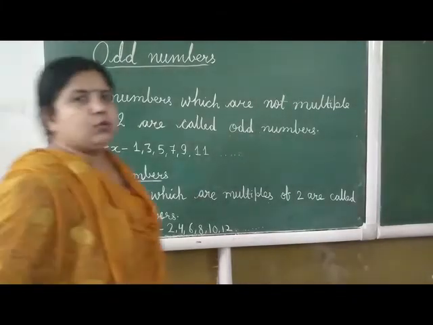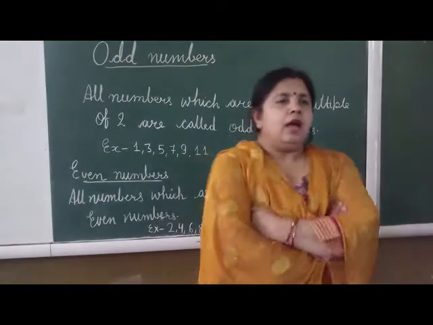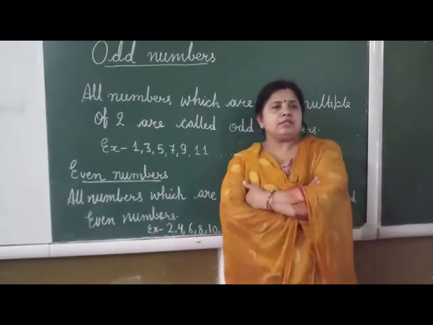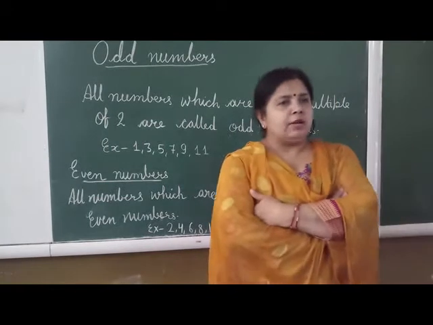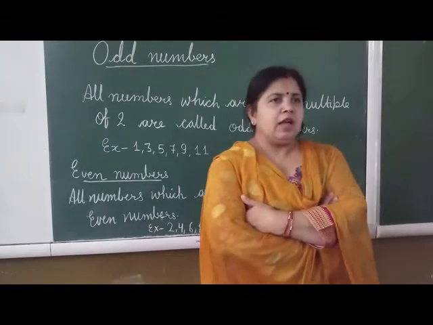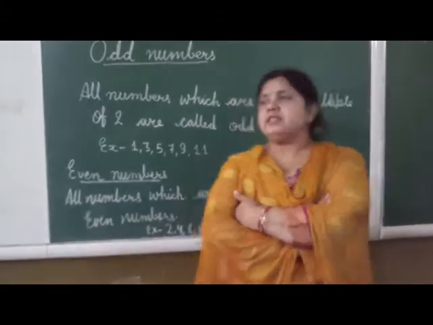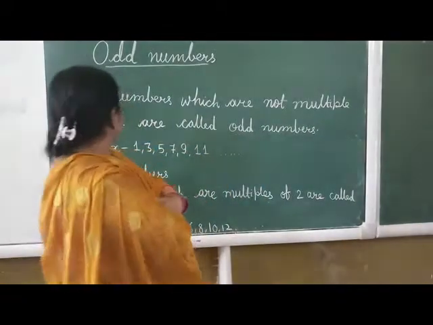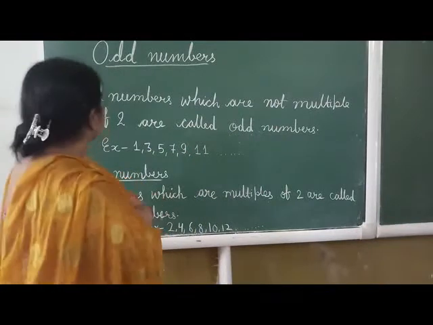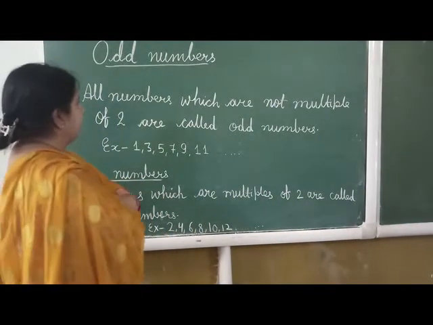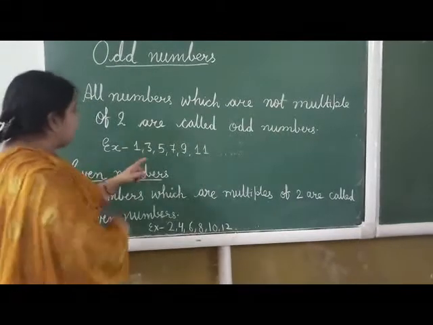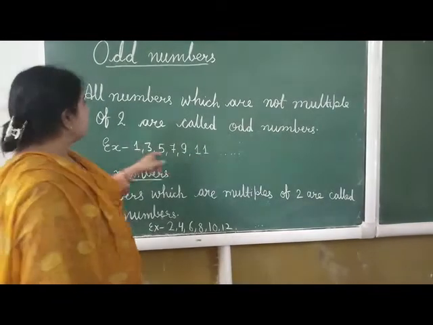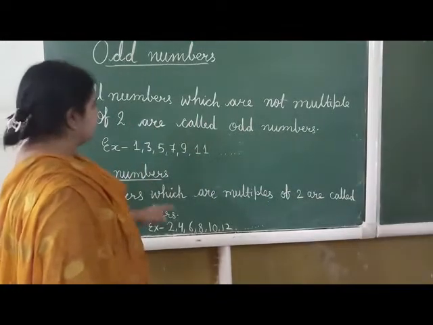Good morning, students. Today I will teach you odd numbers and even numbers. Yesterday you studied multiples and factors. And now we will discuss odd numbers and even numbers. So students, all numbers which are not multiples of 2 are called odd numbers. Like 1, 3, 5, 7, 9 and 11. These are called odd numbers.